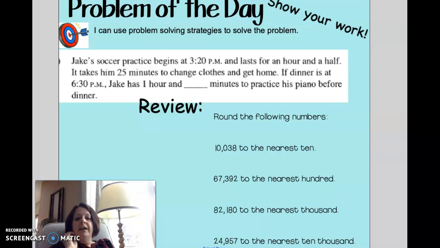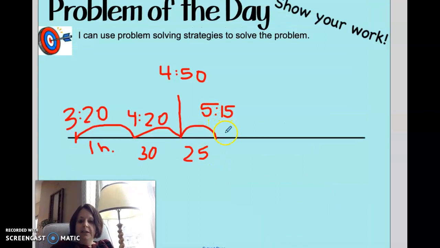Okay, so 25 minutes to change clothes and go home. If dinner is at 6:30, Jake has 1 hour and blank minutes to practice piano before dinner. Oh, here we go. So it's 5:15 and dinner is right here at 6:30, right guys? That's dinner. Time to eat, 6:30.